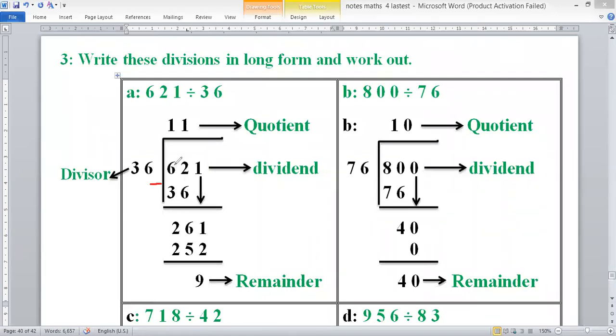36 from 62. So take 10 carry from 6. We get 5. Here we get 10 plus 2, 12. 12 minus 6, 6. 5 minus 3, 2. Then we shift this. We get 261.